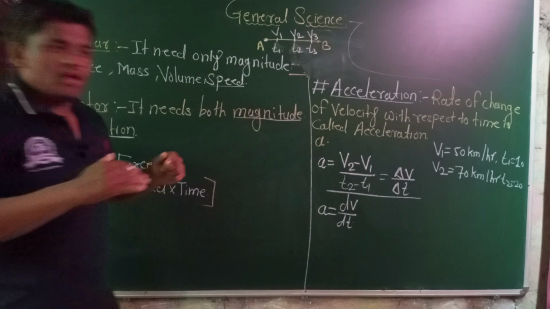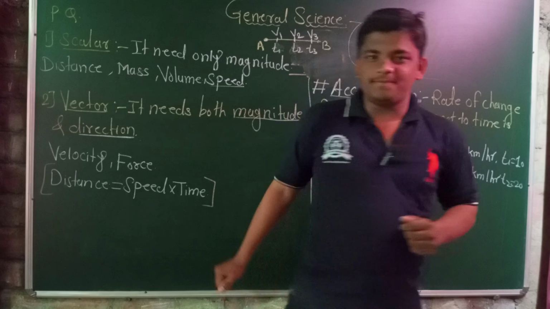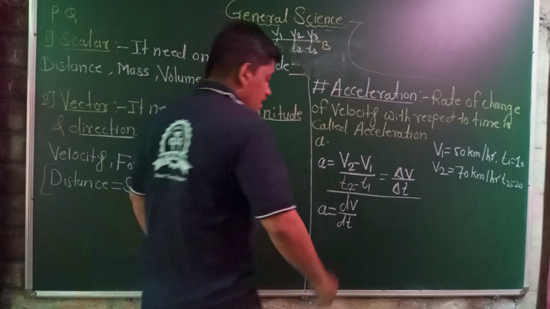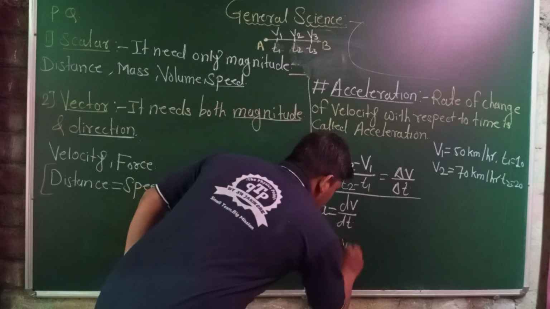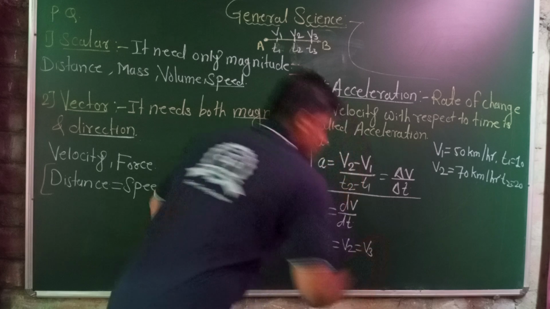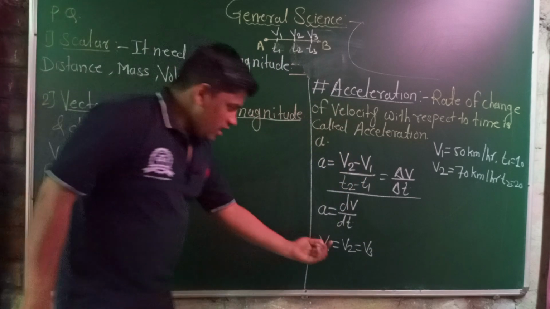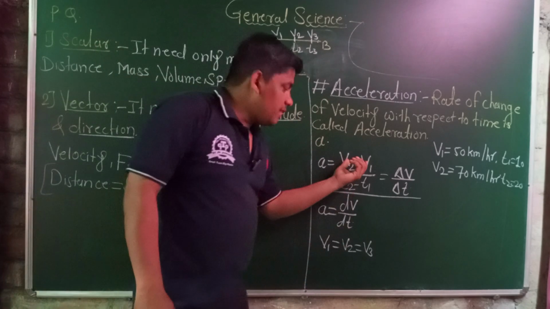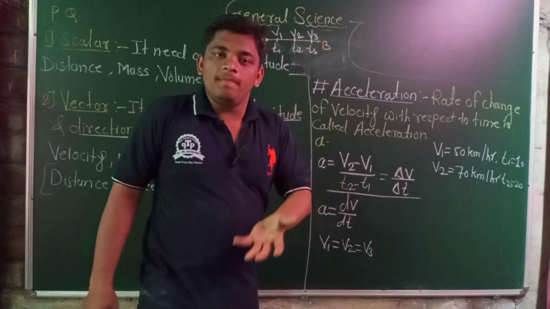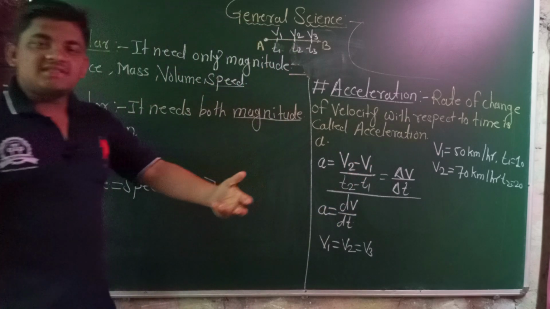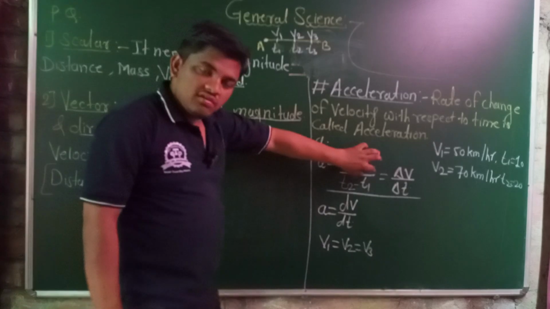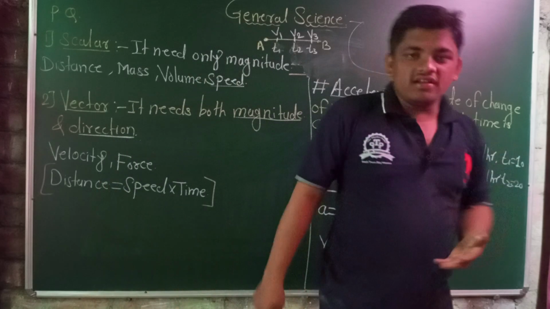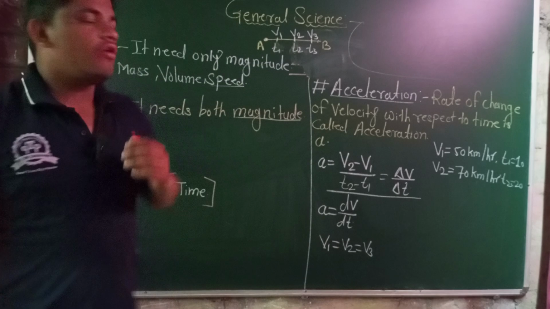And if a vehicle is continuously moving at a constant speed and doesn't change its velocity, it means V1 equals V2 equals V3. Then V2 and V1 are equal in value. It means the numerator will be 0, because subtracting the same value gives 0. The numerator will be 0. The acceleration is 0. That's why we are discussing a new concept, the types of acceleration.